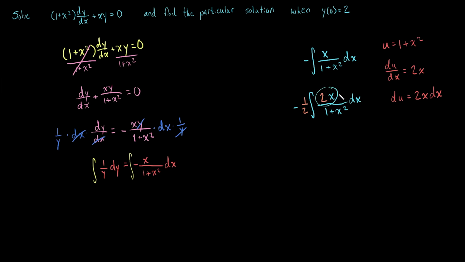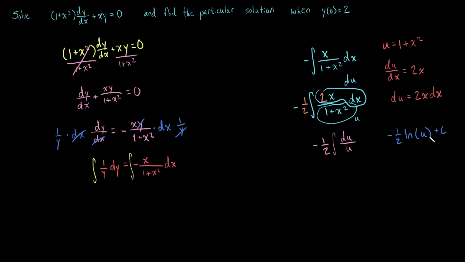So this part right here is going to be our du, and this part right here is going to be our u. We'll end up with negative 1/2 the integral of du over u. The integral of du over u is just a natural log, which seems to be the running theme of this. So negative 1/2 natural log of u plus c.